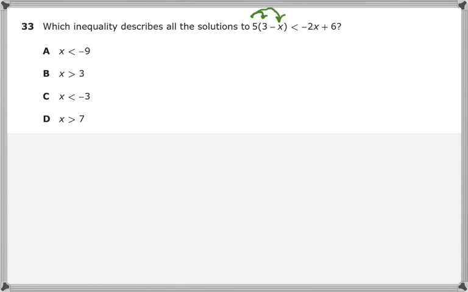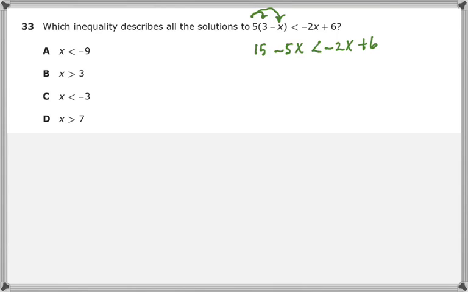Okay, so we have 5 times 3 here. 5 times 3 gives us 15. So bring down 15, and we'll drop our parentheses once we get done distributing. And then we have 5 times negative x, which gives us negative 5x. Let's just write the right side of our inequality. So we have negative 2x plus 6.